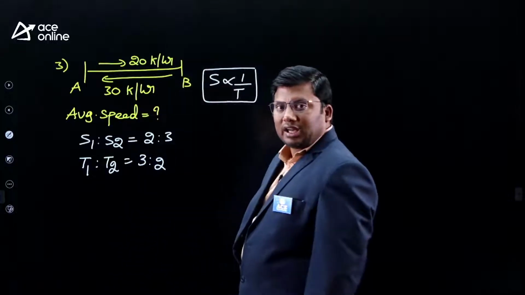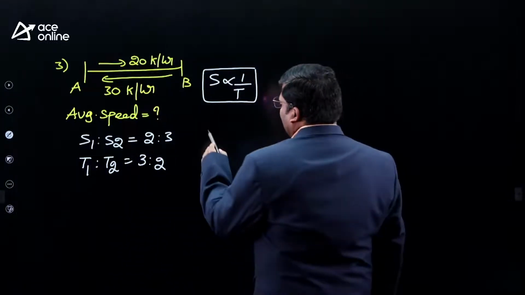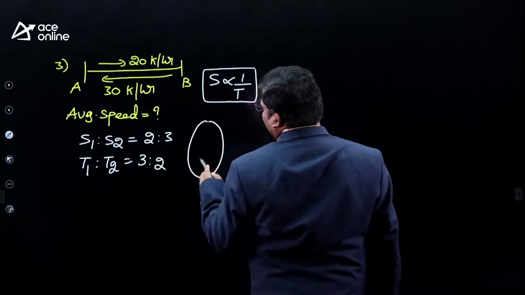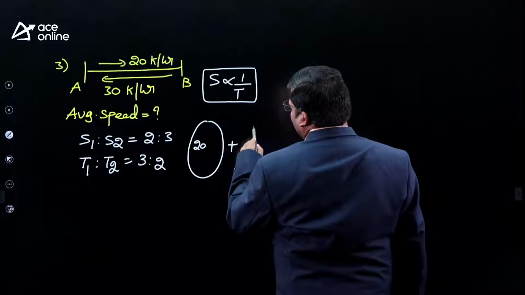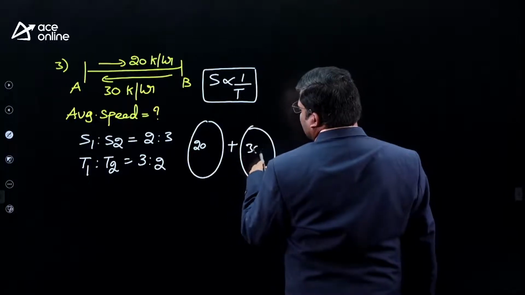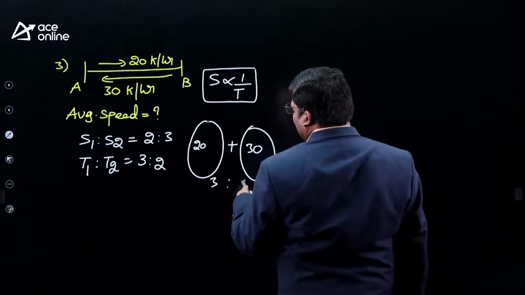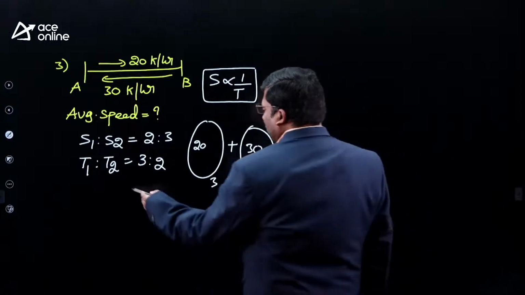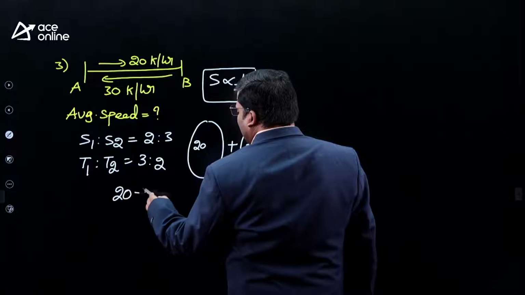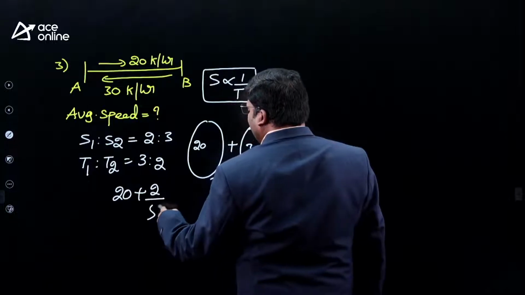Are you all with me? Time ratio will be 3:2. That means while going from A to B, speed is 20. While coming from B to A, speed is 30. Time period ratio is 3:2. So answer will be 20 plus 2 by 5 into 10.